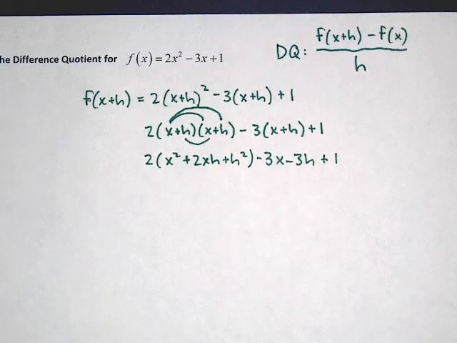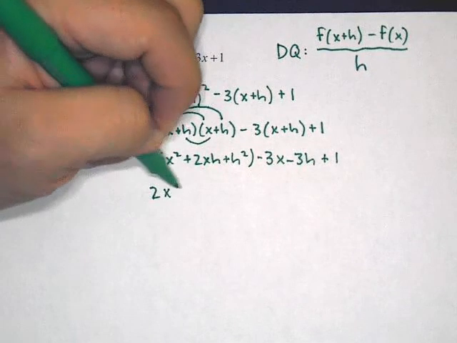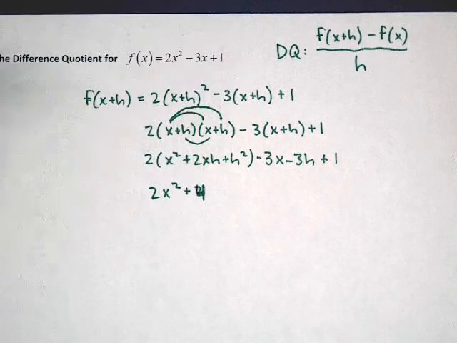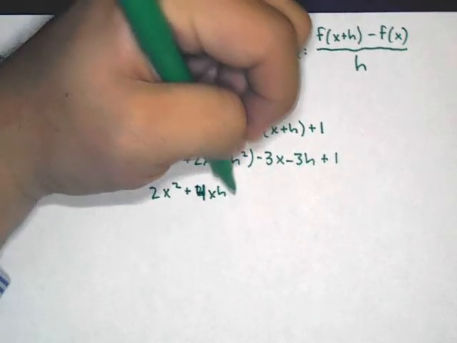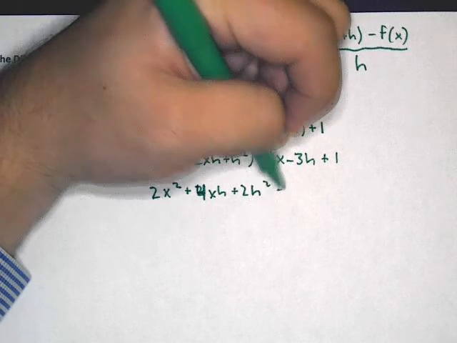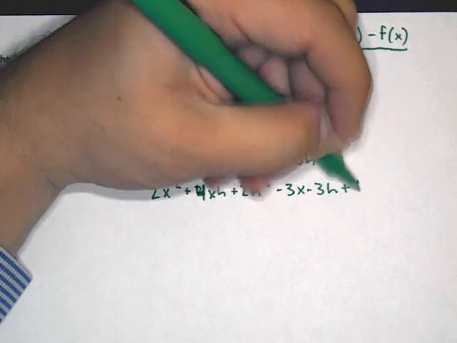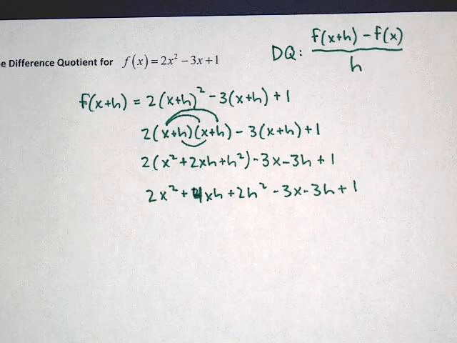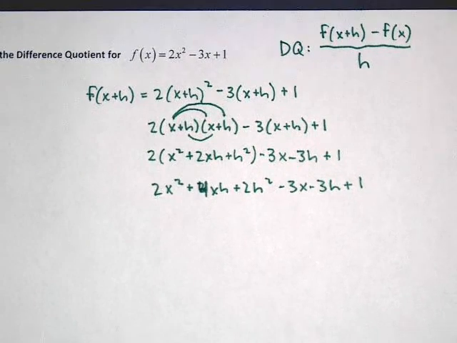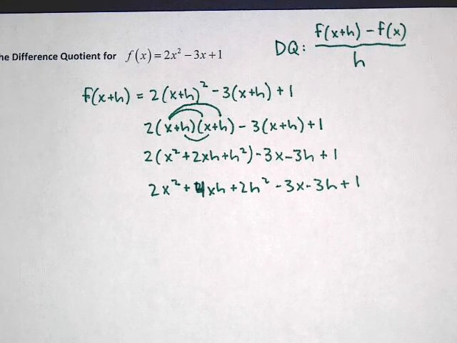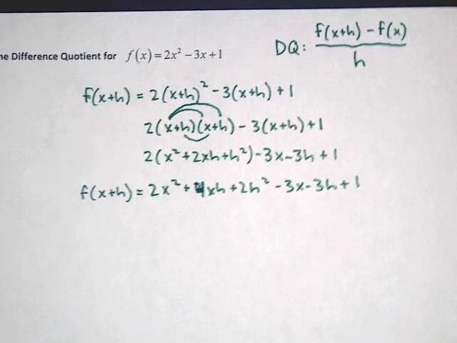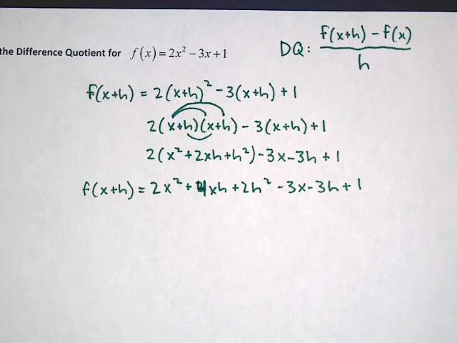So we're getting there. We still have a little bit more work. 2x squared plus 2, oh, sorry, I messed up, plus 4xh plus 2h squared minus 3x minus 3h plus 1. Does anything reduce or cancel or combine? No. Okay, nothing combines here. So this is what we are going to plug back in, I should say, into the difference quotient formula. Alright?